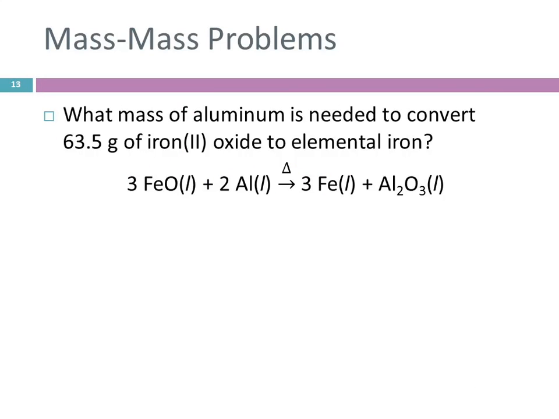Let's do one. What mass of aluminum is needed to convert 63.5 grams of iron(II) oxide to elemental iron? So it says right up here, mass-mass problem, right? But let's look at this. What mass to convert this many grams?